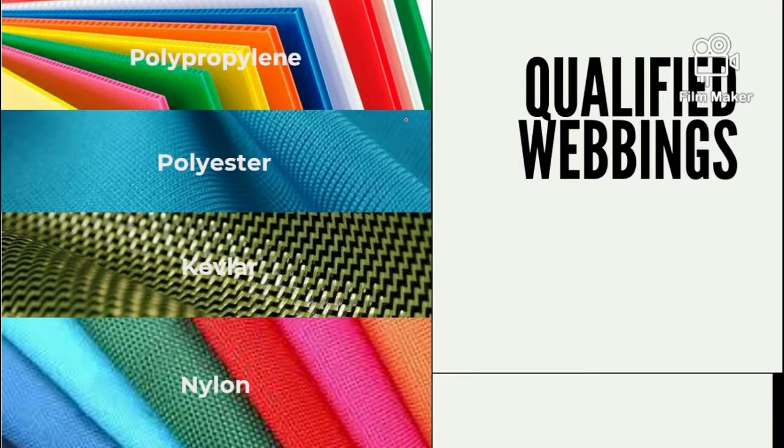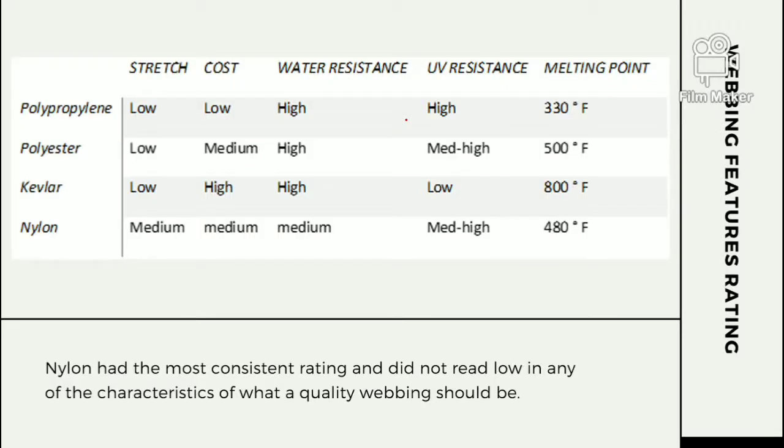Some qualified webbings are polypropylene, polyester, Kevlar, and nylon. In this chart, you will see the criteria used to choose the best webbing: stretch, cost, water resistance, UV resistance, and melting point. Nylon prevailed because it had the most consistent rating and did not rate low in any of the characteristics of what a quality webbing should be.